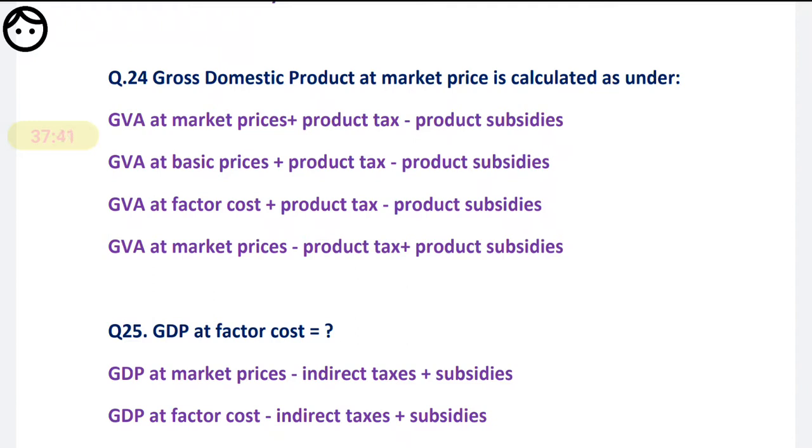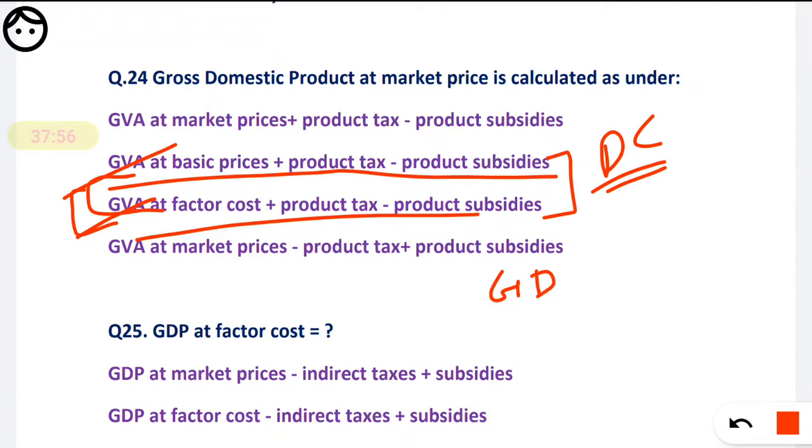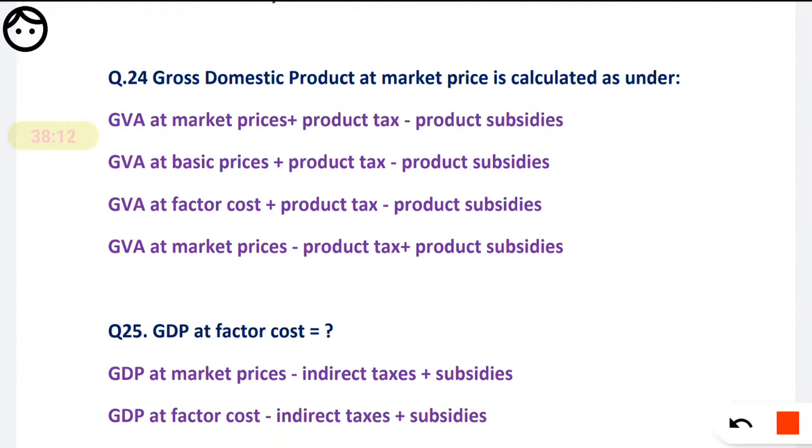Here I am confused between the second and third option, so we will take this question in the doubt clearing session. I think it should be second or third, because for anything at a market price, you have to add tax and subtract the subsidies. This is the basic funda to calculate the market price. So we'll discuss that in our Telegram group, question number 24.